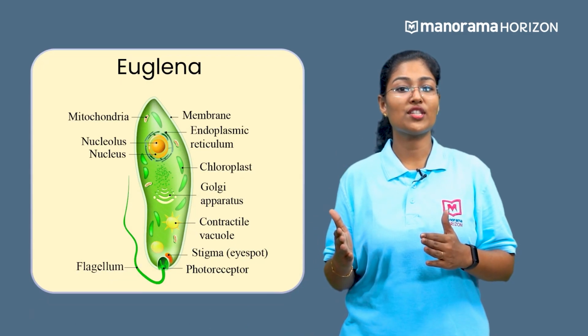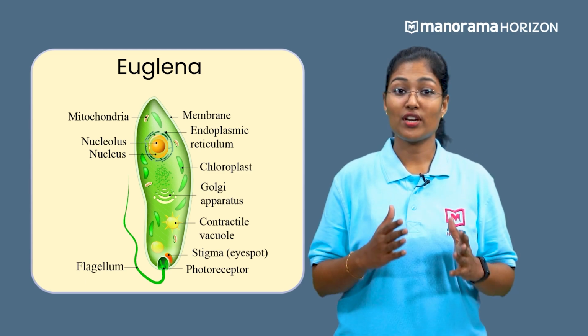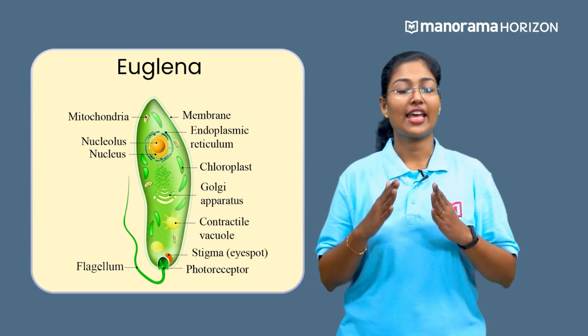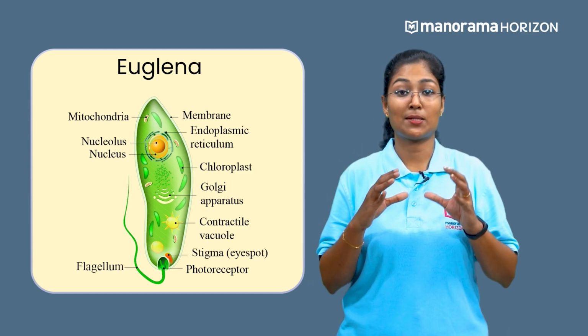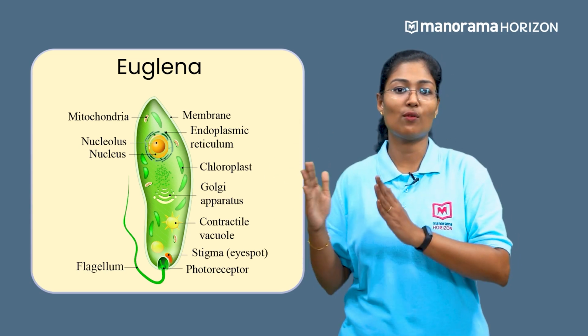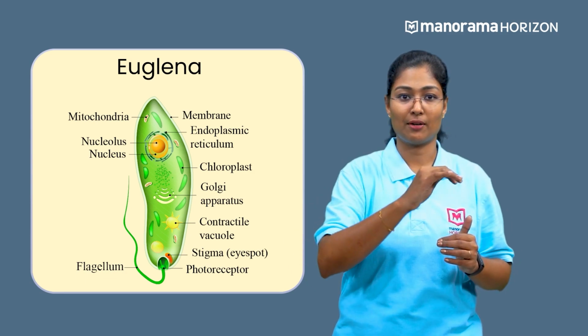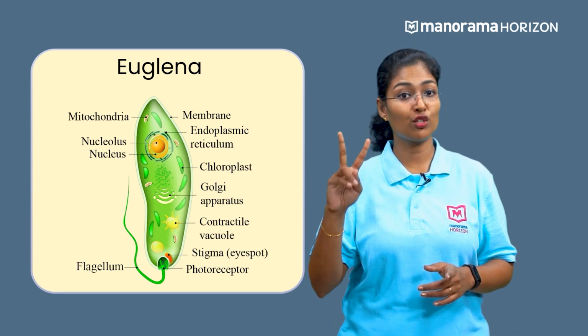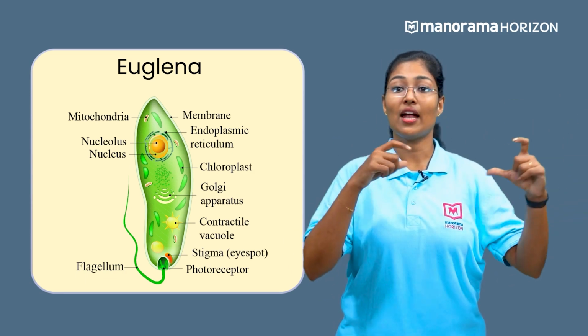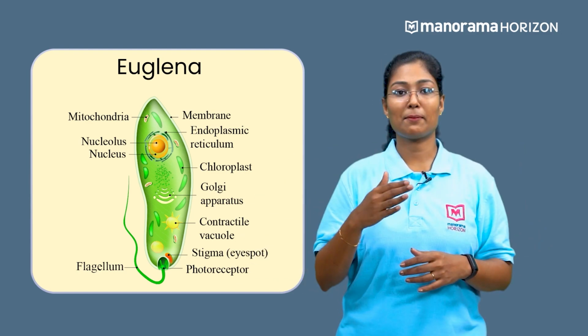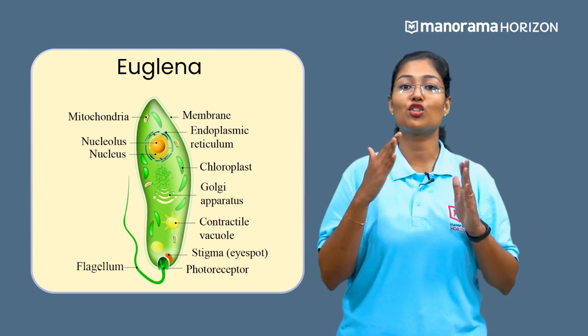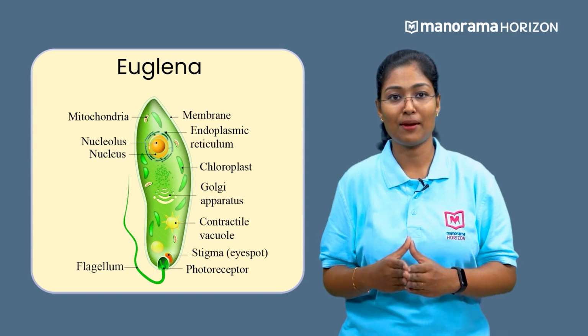Let's check the body structure and arrangement. Their body structure is very simple. They have a protein-rich layer known as pellicle instead of a cell wall, and this pellicle makes a euglenoid flexible. For locomotion, they have two flagella, one long and one short. The pigments seen in them are similar to those observed in higher plants.